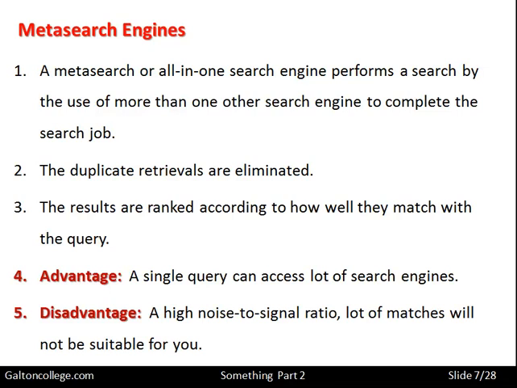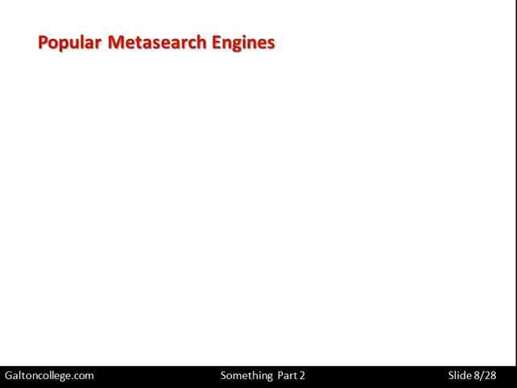The disadvantage is a high noise to signal ratio. A lot of matches will not be suitable for you. A lot of matches have been brought back by the various search engines. Some of them will not be that relevant. So the Metasearch engine, by and large, does not discriminate against the less useful, the most useful, and so on. So there will be a lot of noise, a lot of irrelevant returns, and it's important to note that.